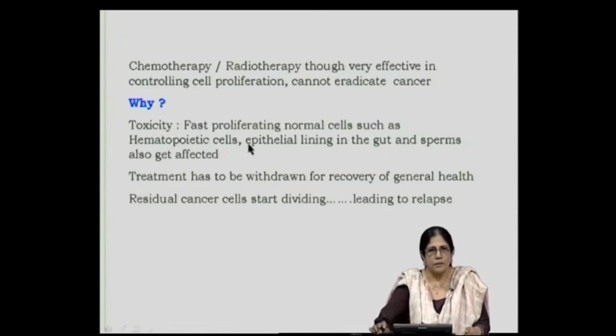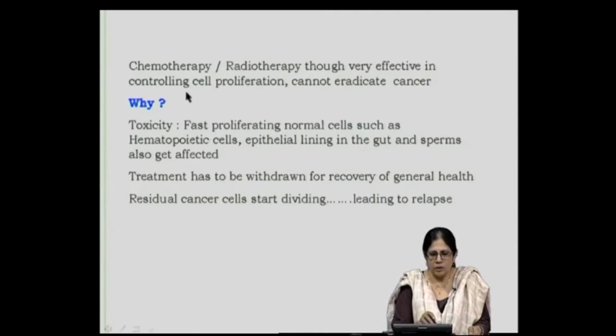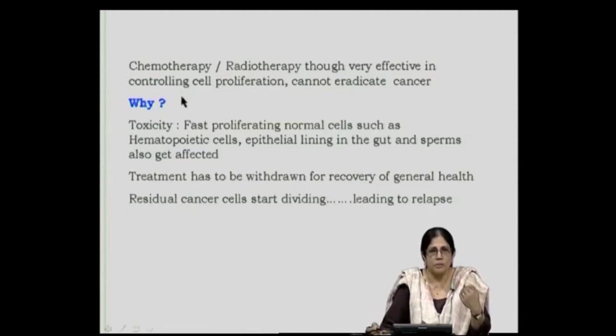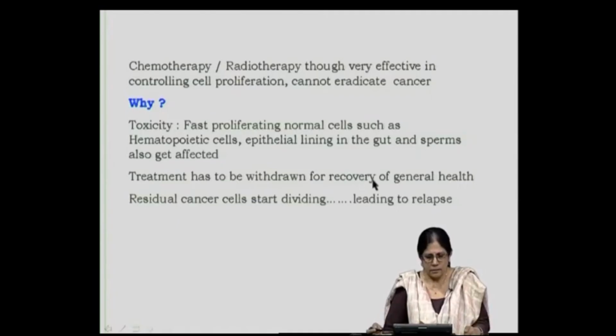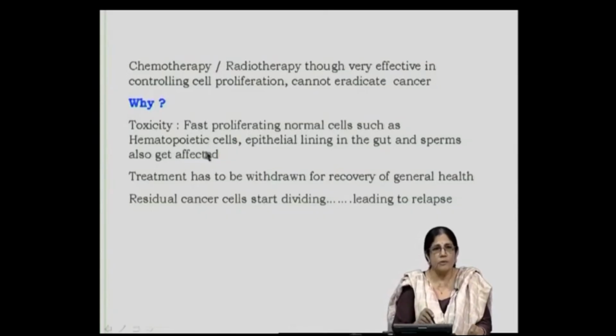Hematopoiesis itself is affected. No blood cells, no RBCs, no WBCs, or the number is very, very low. So when chemotherapy is given, especially chemotherapy, now radiotherapy is of course a little better, as it is focused on the cancer itself, but chemotherapy affects the entire body. They are agents, medicine that is taken in the body. So treatment therefore has to be withdrawn for recovery of general health, because you cannot try to kill the cancer cells completely if the individual is going to die because of anemia.